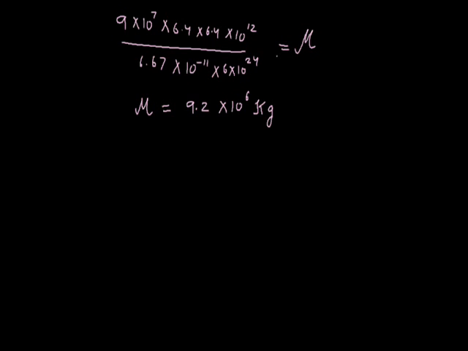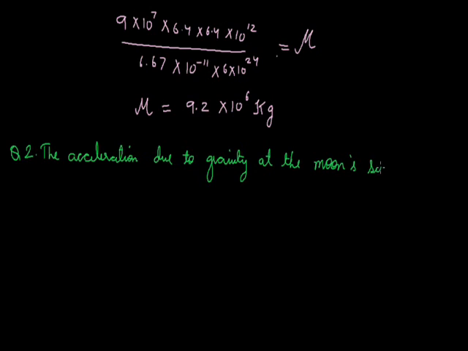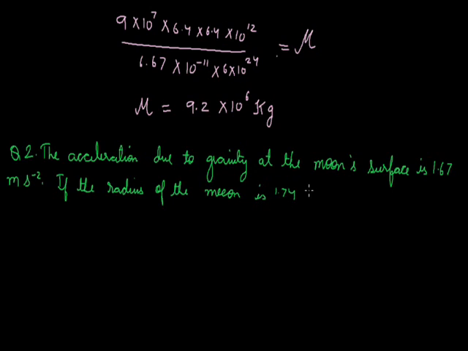Now let us discuss another question. The acceleration due to gravity at the moon's surface is 1.67 meter per second square. If the radius of the moon is 1.74 into 10 raised to the power 6 meter, then calculate the mass of the moon.